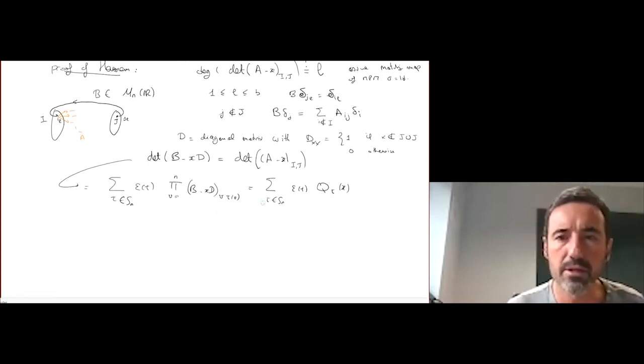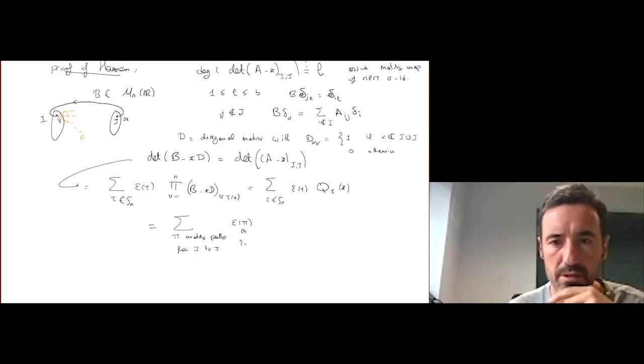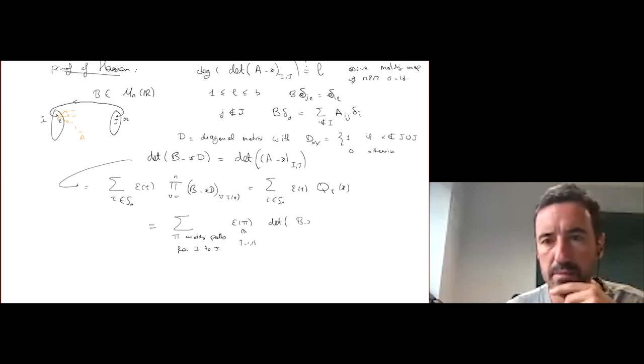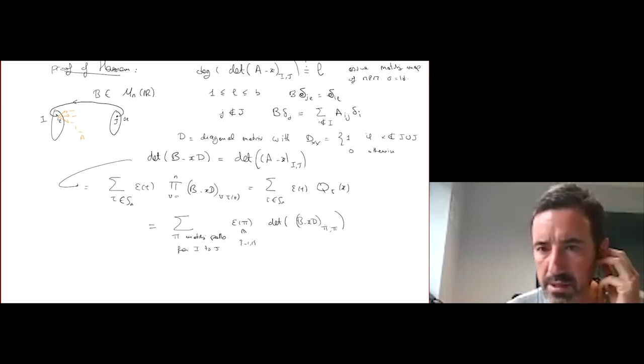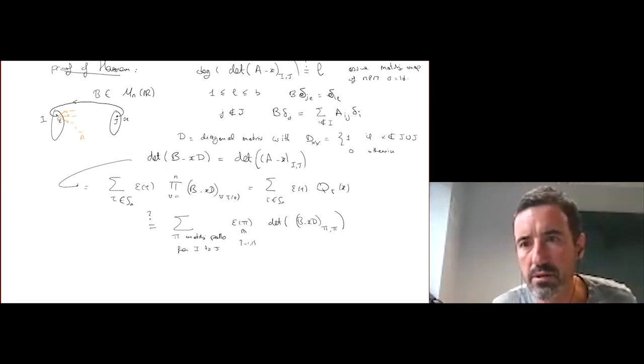Okay, now I claim that you can write that as a sum over all pi which are matching paths from I to J of something which will be the signature, which is minus 1, times the determinant of B of X minus XD restricted to pi. Okay, where pi, the matching path, is a collection of vertices. So when you remove the vertices in pi, since when you are not in pi, the entry is 1, you can put B minus X here.